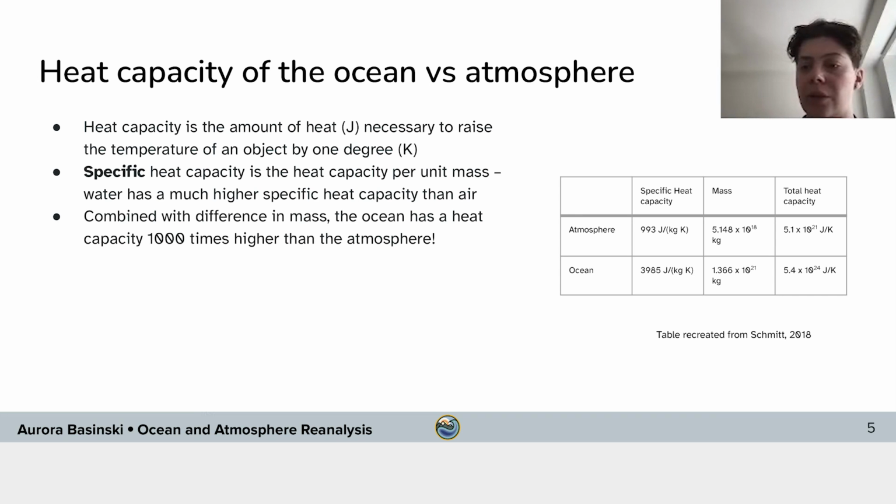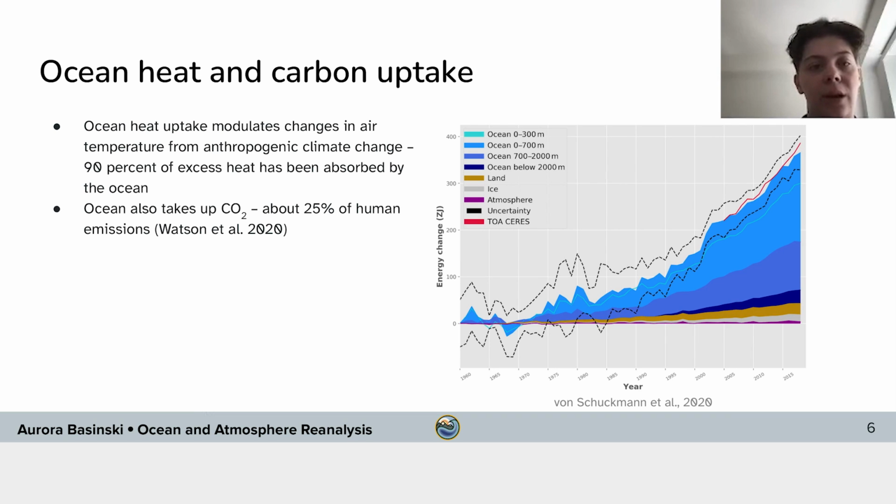These can combine into the total heat capacity of the system by multiplying by the mass. In the middle column, we've listed the mass of the atmosphere versus the ocean. We see that the ocean is much more massive than the atmosphere. This results in the total heat capacities shown in the right column, where the ocean has a heat capacity about 1,000 times that of the atmosphere. So the ocean is really a dominant force in the climate system in terms of absorbing energy. We'll talk about this in terms of anthropogenic climate change.